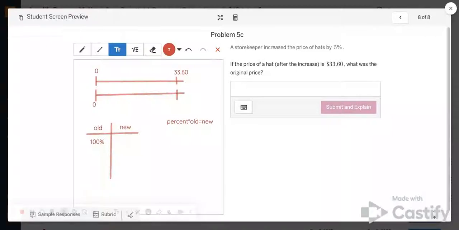Sometimes we know the new amount after a percent increase or decrease, and we want to find the old amount. You can use a double number line, a table, or an equation to solve problems like that as well. So this problem says a storekeeper increased the price of hats by 5%. If the price of a hat after the increase is $33.60, what was the original price?